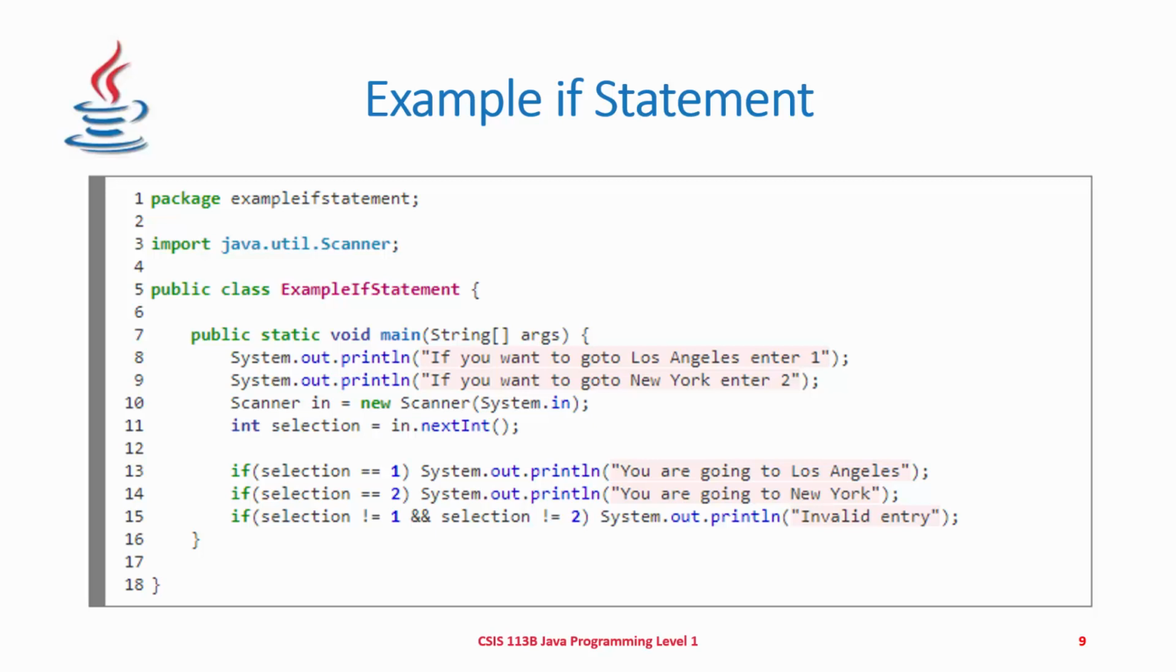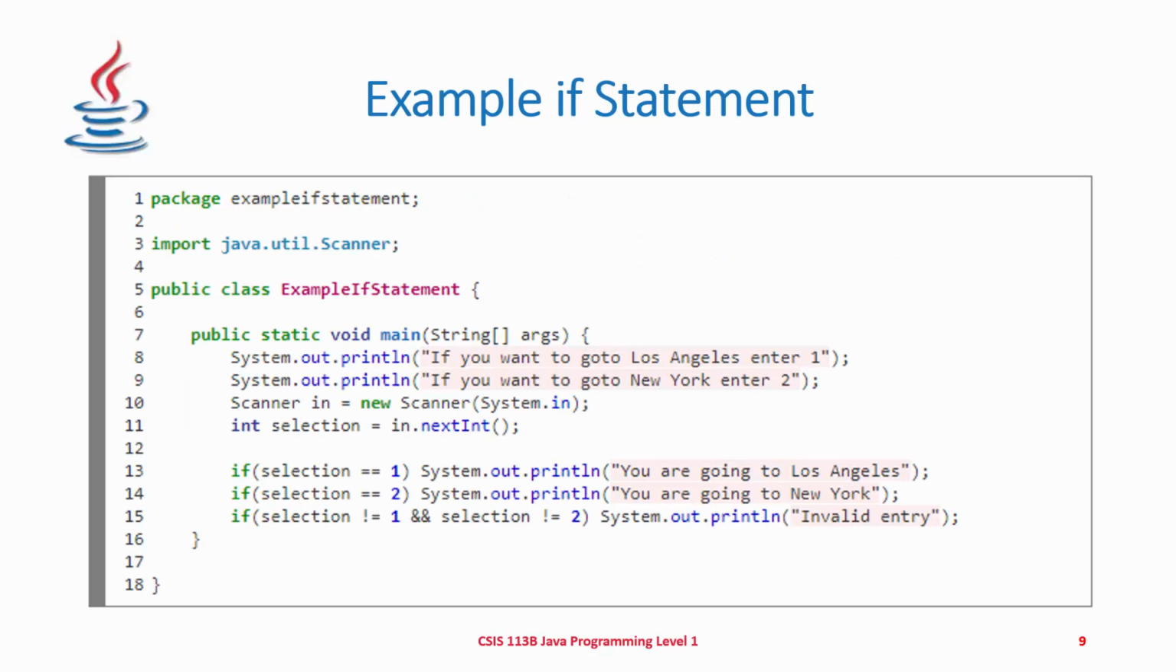If the user entered 2, then the second if condition would be met. Selection would compare to the value of 2, and so we would output to the screen, you're going to New York. And the third selection, as I said, is just checking that we put in a valid entry or not. So if it's not a 1 and it's not a 2, it's an invalid entry, so that's what we output to the screen.